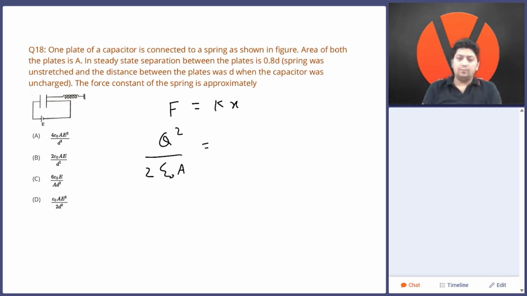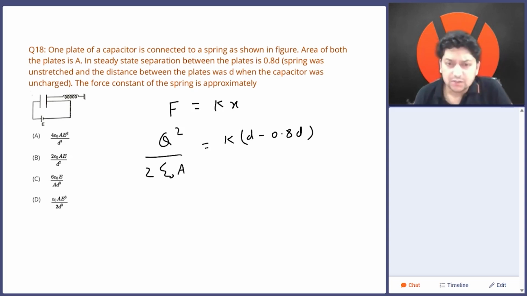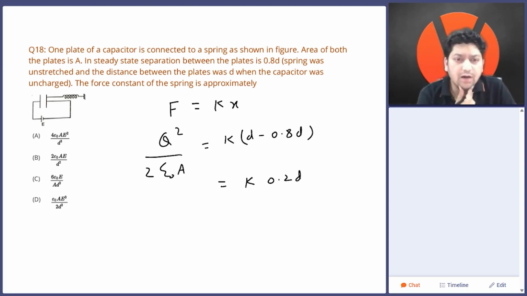And from here we can see that initially the plates were at D distance, now the plates have distance 0.8 D between them. So the displacement of the spring will be D minus 0.8 D, right? That is 0.2 D. Okay, we need to figure out the spring constant. We need to figure out the value of K, and the options are in terms of E.